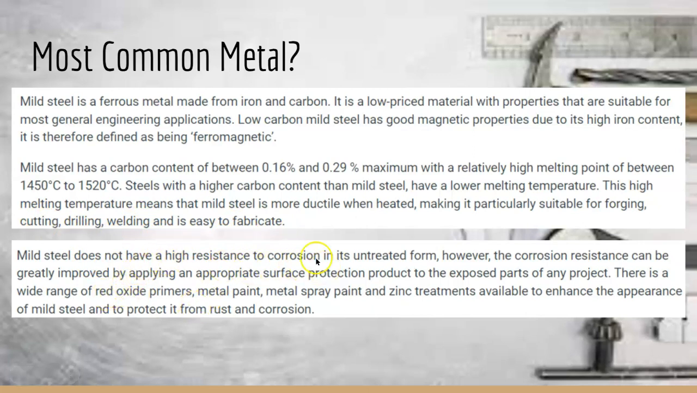Mild steel does not have a high resistance to corrosion. That means that it rusts easily because of the high iron content. You can greatly improve this resistance by appropriate surface protection. So we're talking paint, powder coating, different kinds. You can get something kind of like a stain for metal that oxidizes the metal to help protect it. All kinds of stuff: oxide primers, metal paint, spray paint, zinc treatments, all that kind of stuff, to protect it from rust and corrosion.